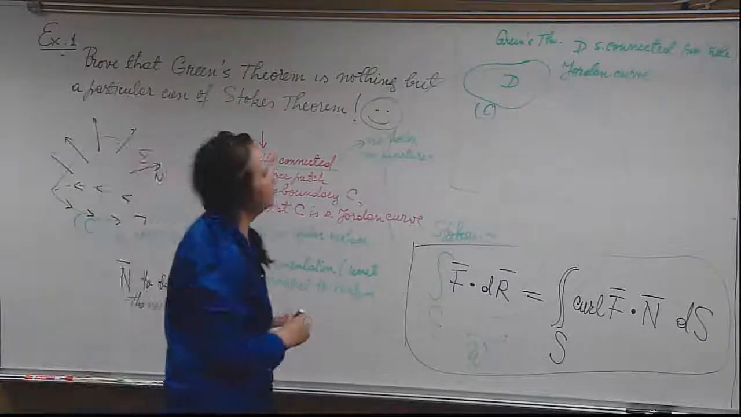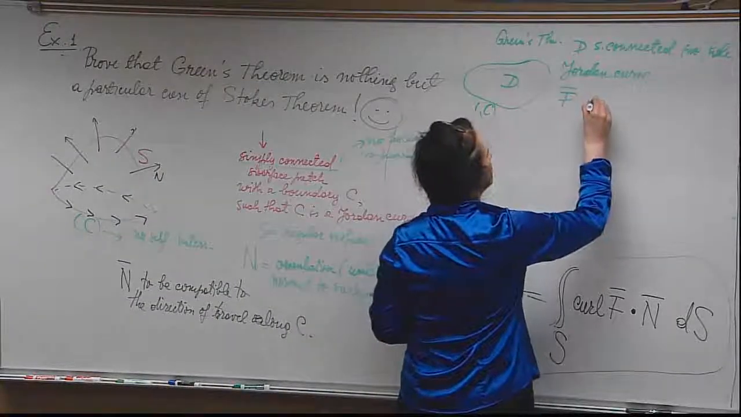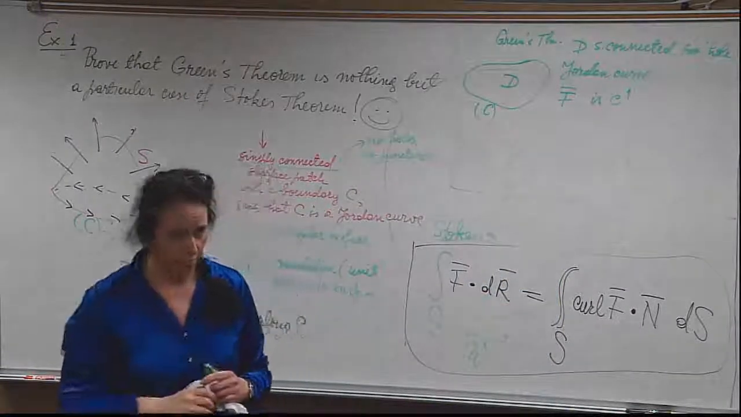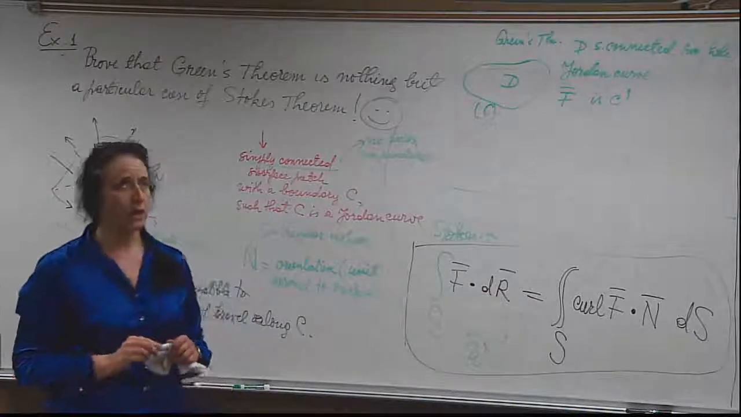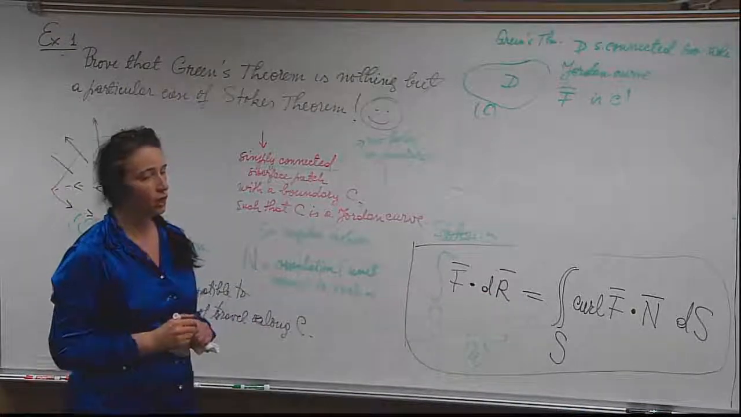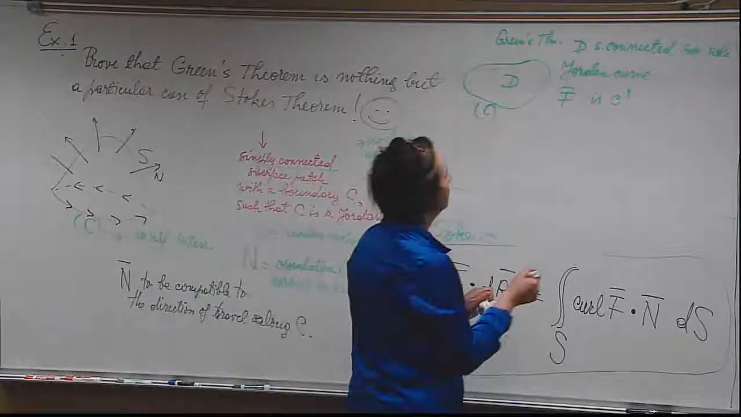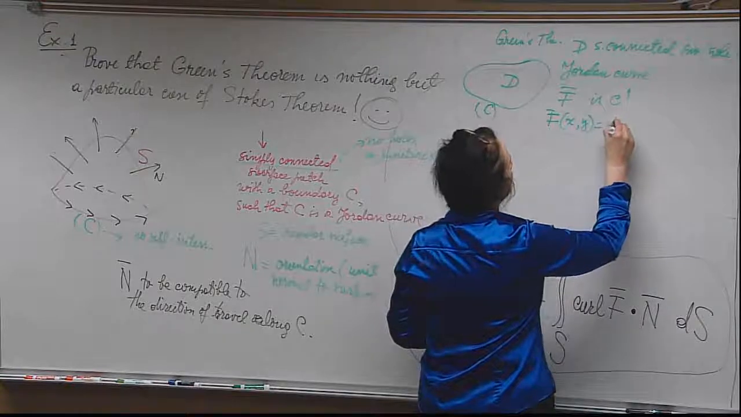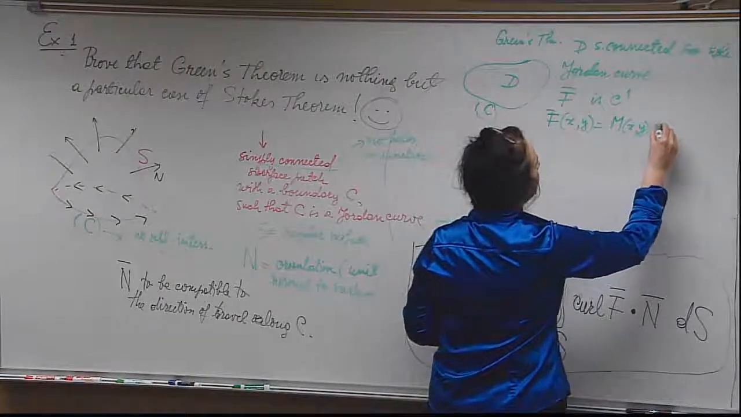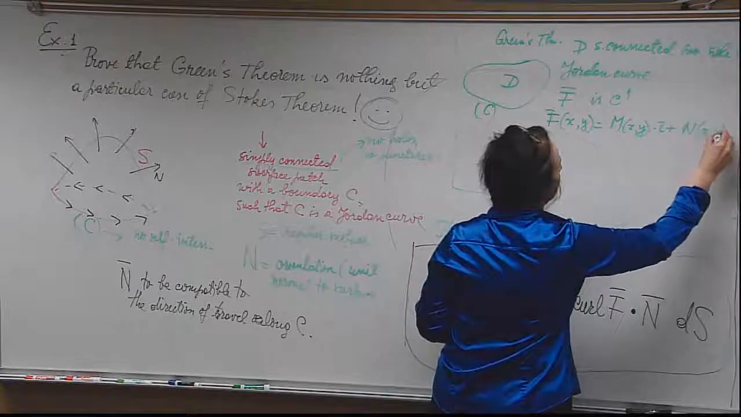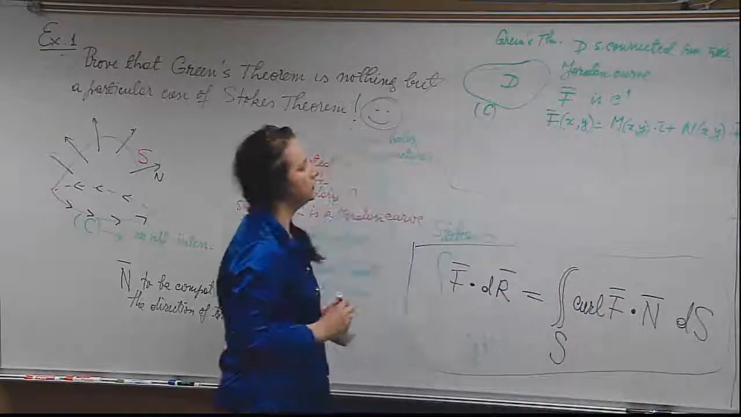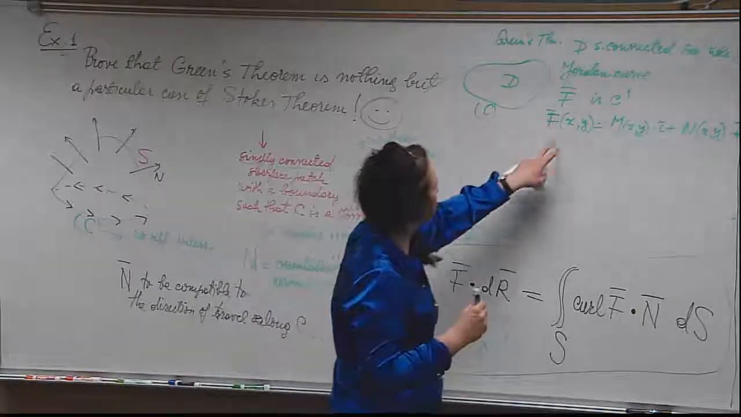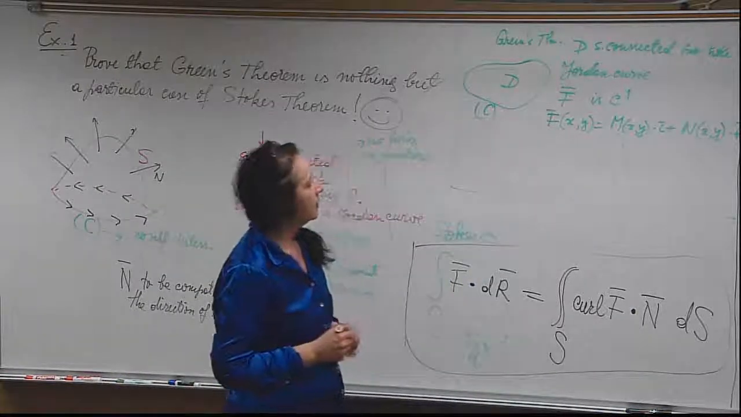And then you say, okay, how was it? How was F? F was a C1. What does it mean that F is a C1? F is a vector valued function that's differentiable, and its derivatives, partial derivatives, are continuous. And so you think F of x,y will be M of x,y i plus N of x,y j. It's a vector field, so it's multi-variable, so it has two variables, okay?